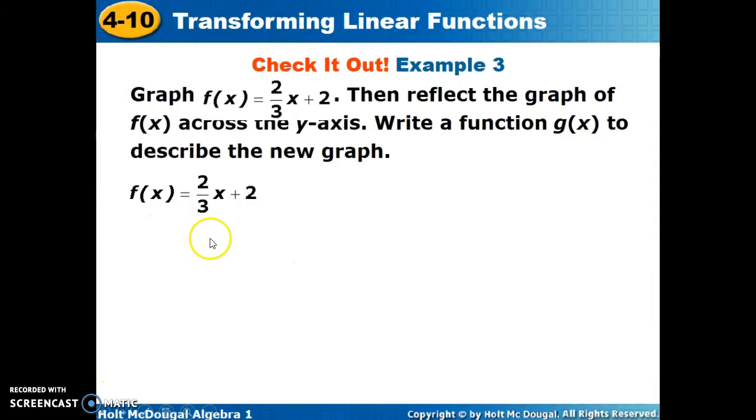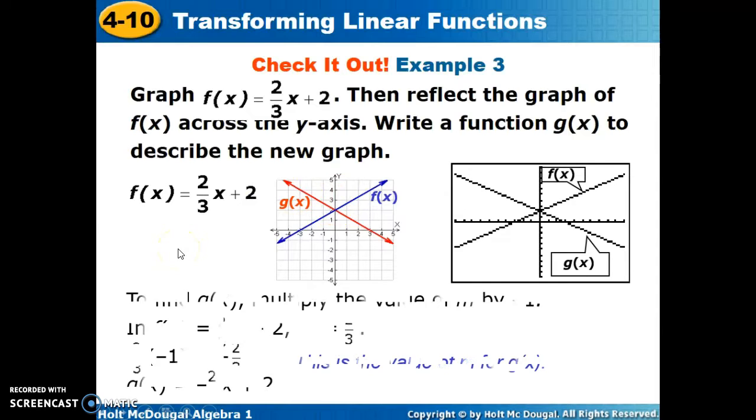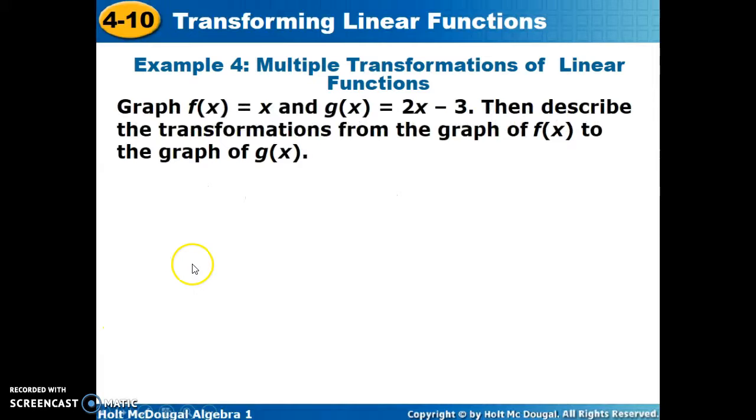So in graphing this, our function f of x has a slope of rise 2, run 3. We can see that here. Your new function g of x, same y-intercept, so the 2 would be the same. And now we can see we rise 2 and go back -3. So our new function would be -2/3 x plus 2.